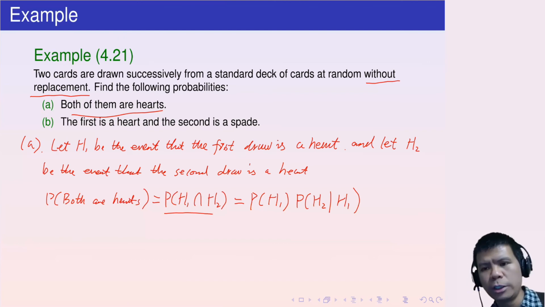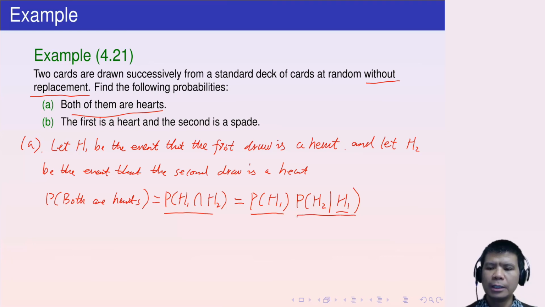Even if the interest is H2 and the condition is H1, so basically, what does it mean? It is the probability that the first is a heart, and the second term is, given that the first is a heart, what is the probability that the second is a heart? So then this one equals what? This one is the probability of H1, the first is the heart.